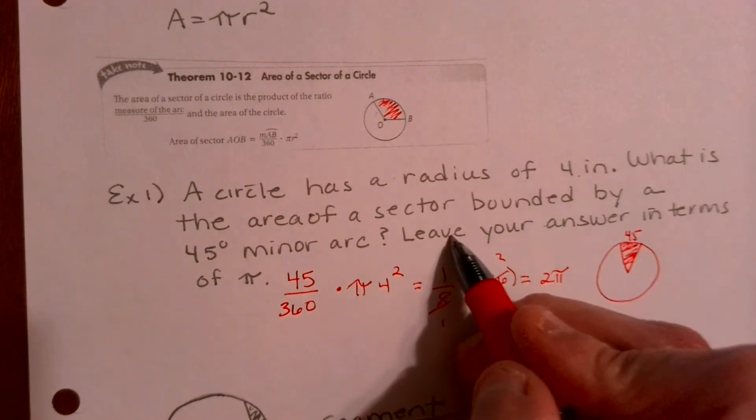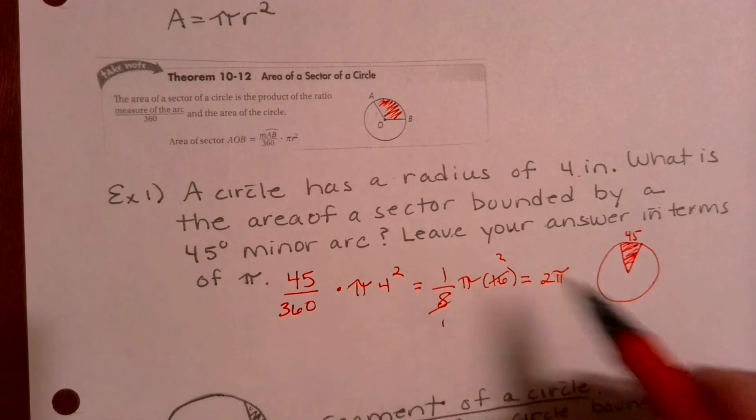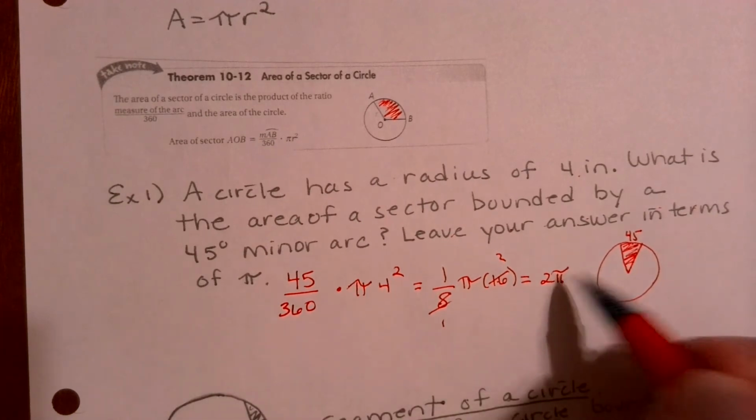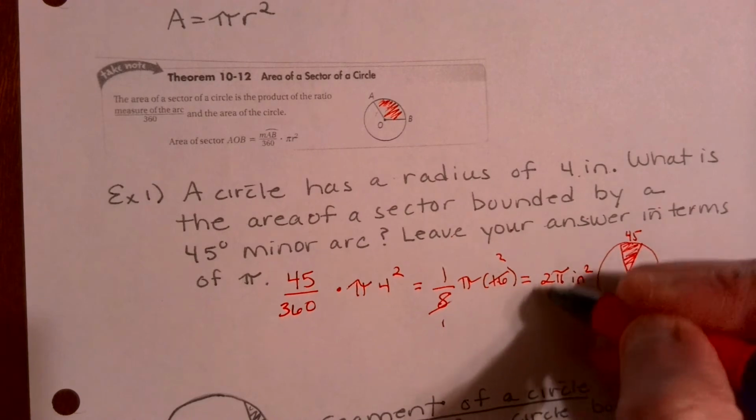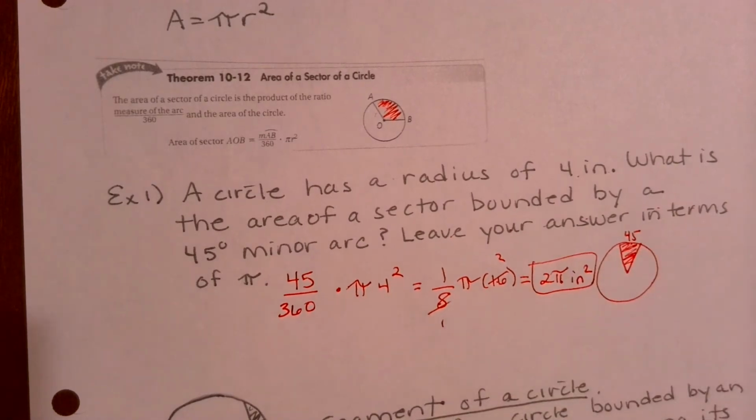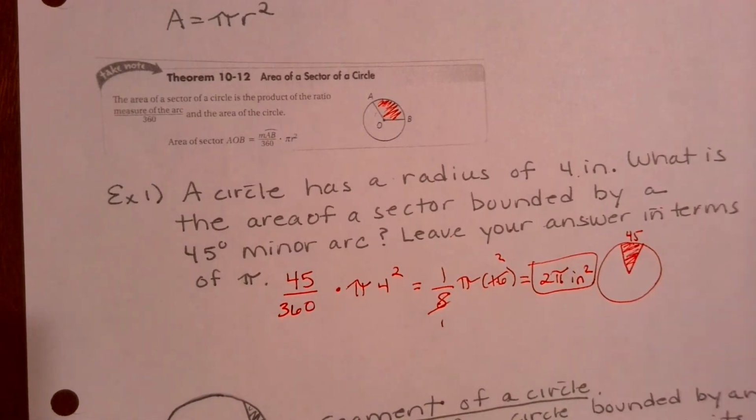Don't leave your answers in terms of pi. So we're not going to multiply that out, and we're going to put the unit, which is inches. And it is area, so it is squared. So pretty straightforward, kind of similar to yesterday.